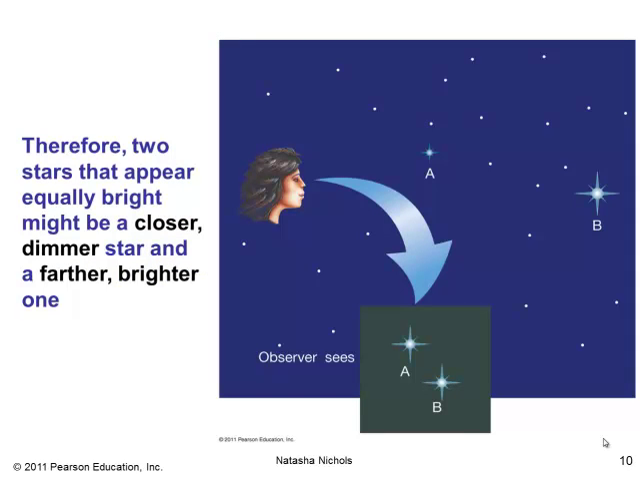So two stars that appear equally bright might be, one a closer, dimmer star, and the other a further, brighter one. In this picture right here, stars A and B have different luminosities, but they can appear equally bright to an observer on Earth if the brighter star B is more distant than the fainter, closer star A.